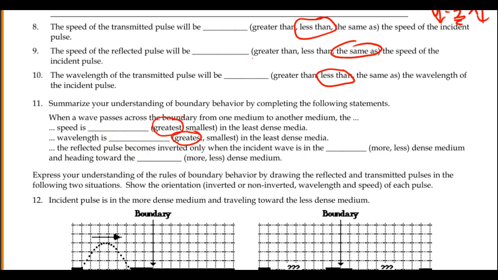And then the reflected pulse would become inverted only when the wave is moving from the lighter stuff to the heavier stuff, when it's more like a fixed end, so less dense to more dense.